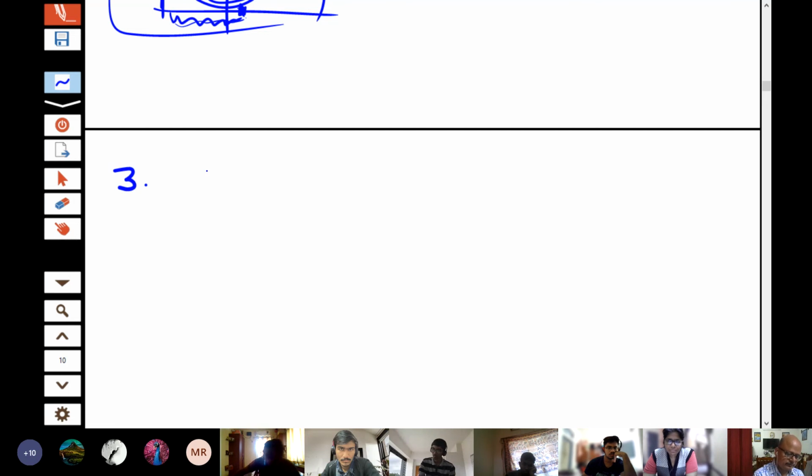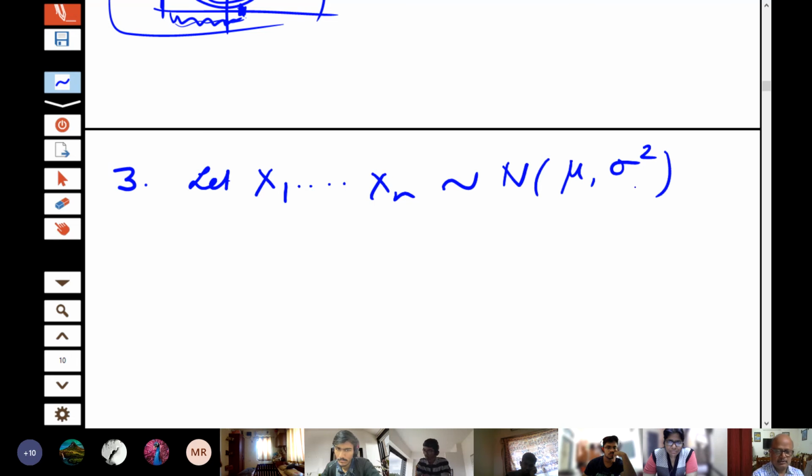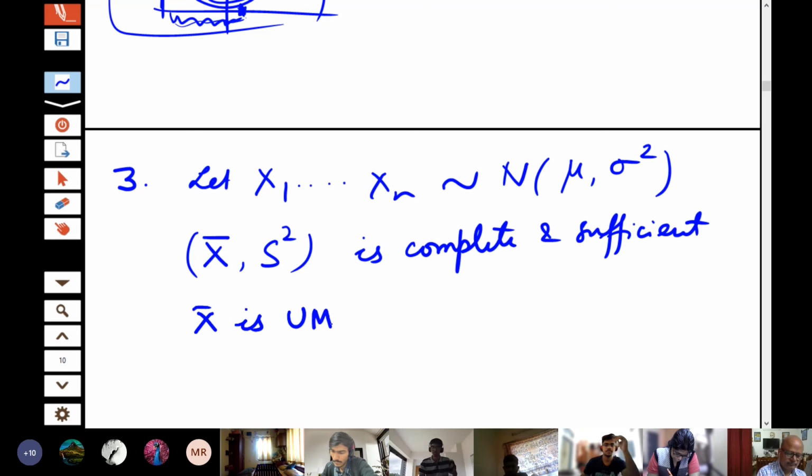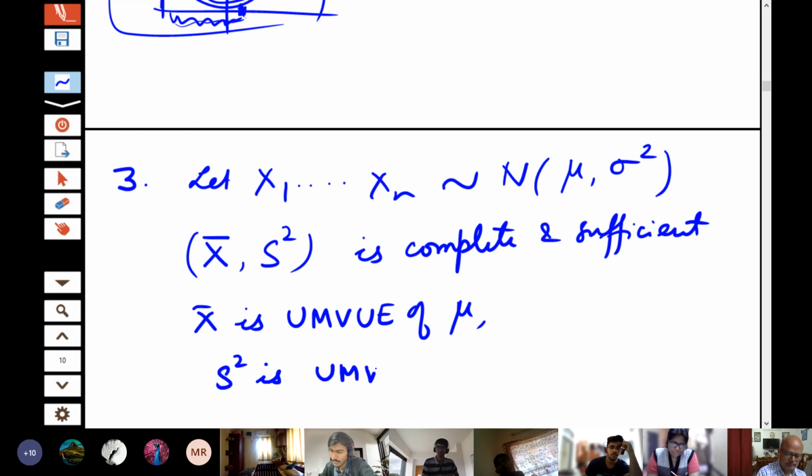So I consider x1, x2, ..., xn from a normal distribution with mean mu and variance sigma square. This problem we have explored enough, so I will not ask you the routine things. X bar, S square is complete and sufficient. X bar is UMVUE of mu. S square is UMVUE of sigma square.